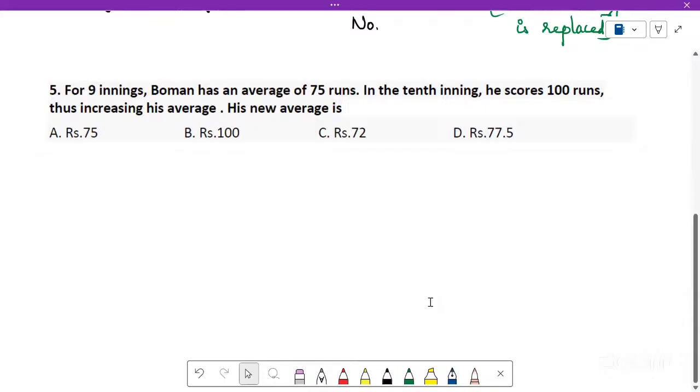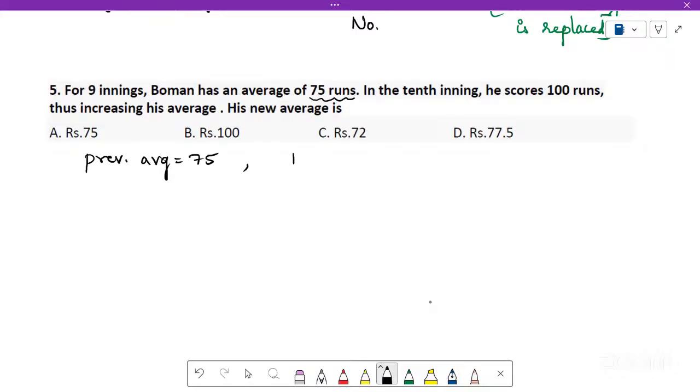For 9 innings, Bowman has an average of 75 runs. In the 10th innings, he scores 100 runs, thus increasing his average. His new average is? Here, what is the old average? For 9 innings, Bowman has an average of 75 runs. This is the old average. Previous average or the old average is 75. We don't have to write these values. I'm writing to explain.